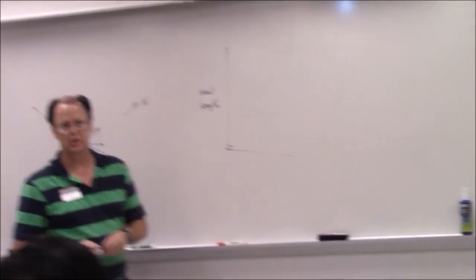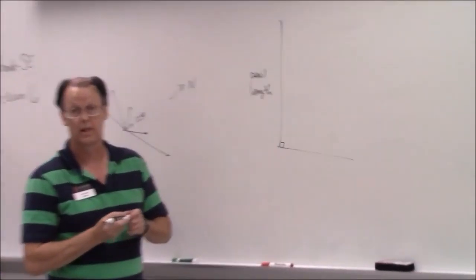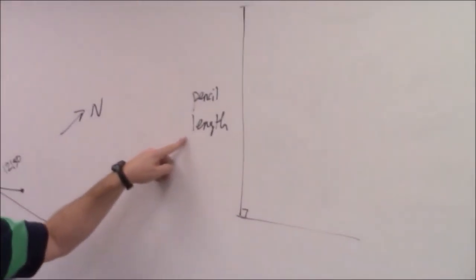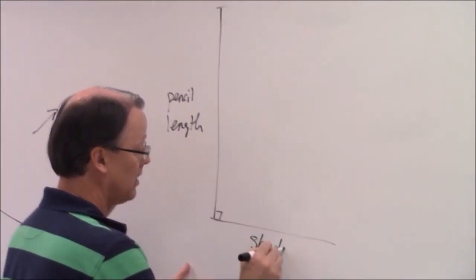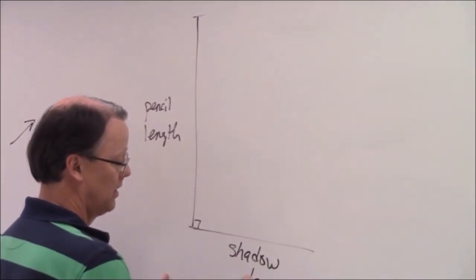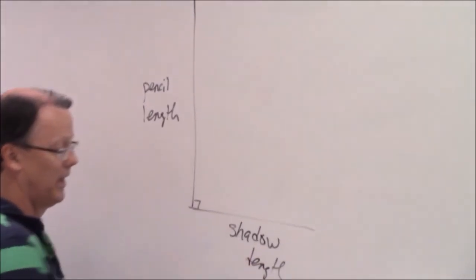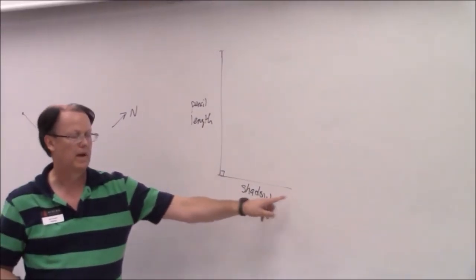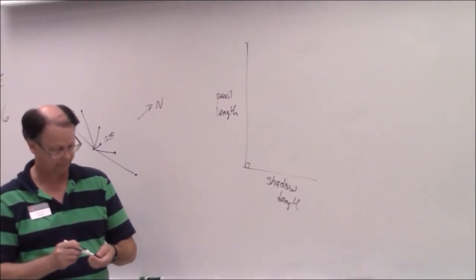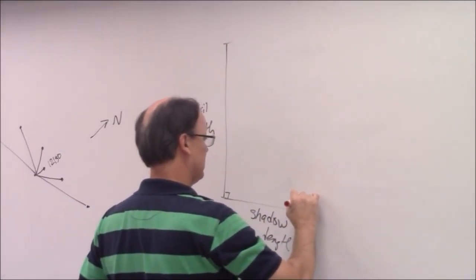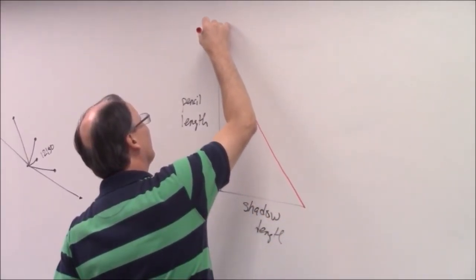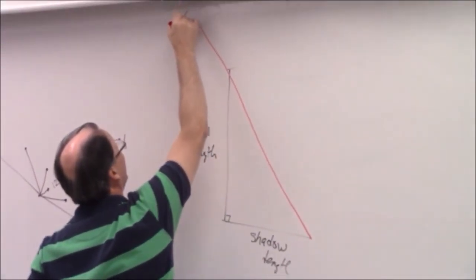You're going to measure the pencil that you use. And then at the right angle here, you're going to measure off the shadow line. Then we're going to draw this angle.